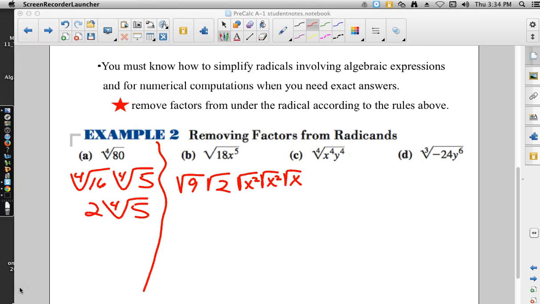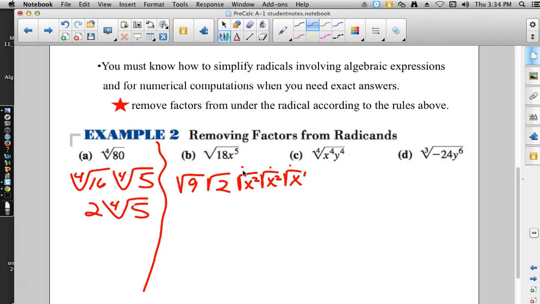Sure you can. Notice these are all square roots. So as long as they have the same index, we could multiply these back together. And when we multiply similar bases, we add the exponents. So what I have there is still x to the fifth. The square root of x to the fifth, it's just expanded so that I can show you exactly how this is going to work.